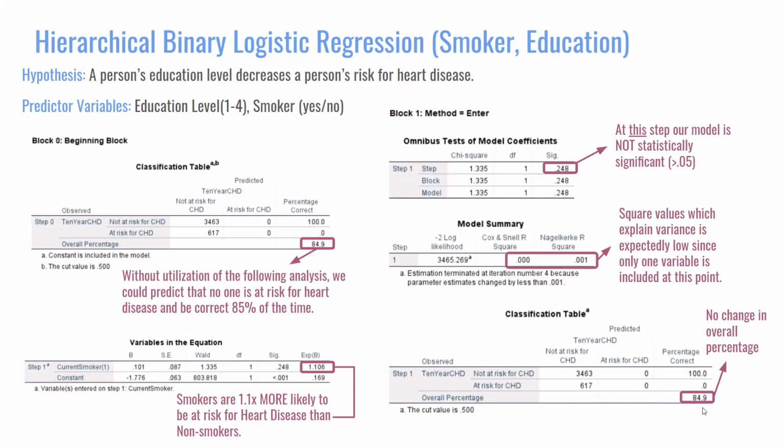Again, this classification table shows no change. And the variables in the equation for smoker added in, with the exponent B, show you are 1.1 times more likely to be at risk for heart disease than non-smokers. That's what we know from this chart.